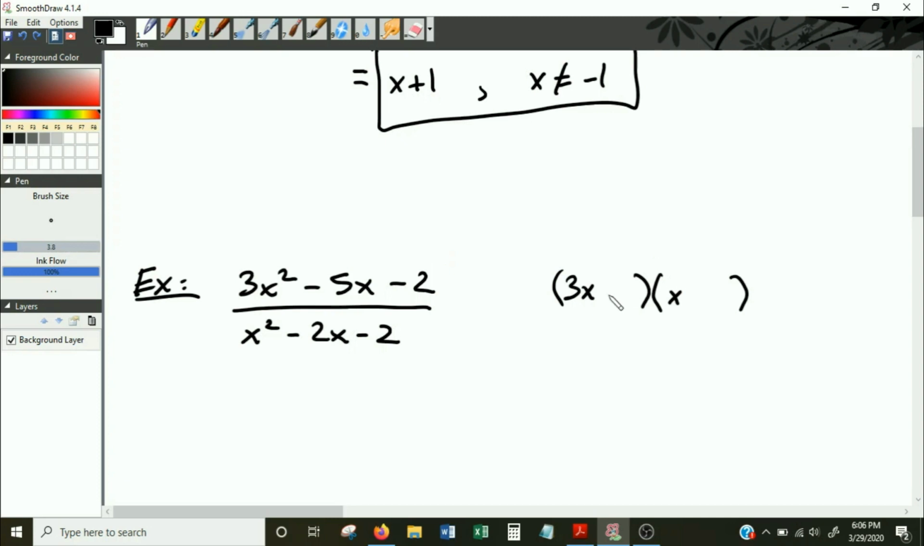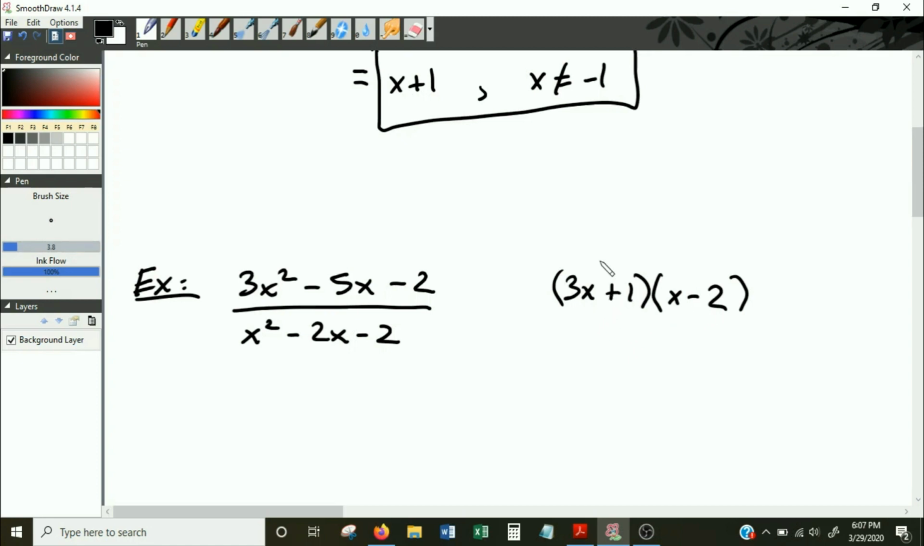So if I put -2 here, let's say, I would get 3x times x, which is 3x squared, plus 3x minus 2x, which would leave me with a positive x. But this is a minus 5x, so I know that I didn't get this right. So I'm going to have to go back and try something else. Maybe if I did plus 1 and minus 2, it might be different.